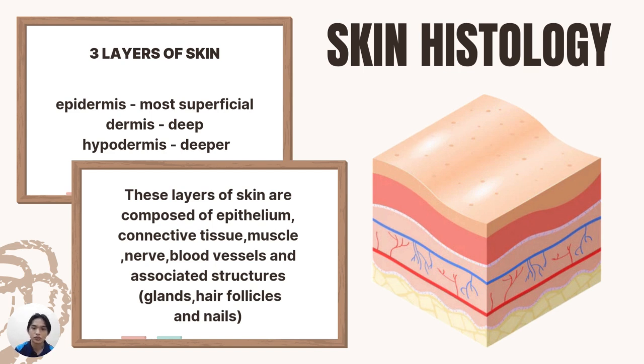The skin histology. Generally speaking, skin has three layers: the epidermis, dermis, and hypodermis. By the name, we can understand that the epidermis is the most superficial part, the dermis is the middle part, and the hypodermis is the deepest part. These layers of skin are composed of epithelium, connective tissues, muscles, nerves, blood vessels, and associated structures such as glands, hair follicles, and nails.